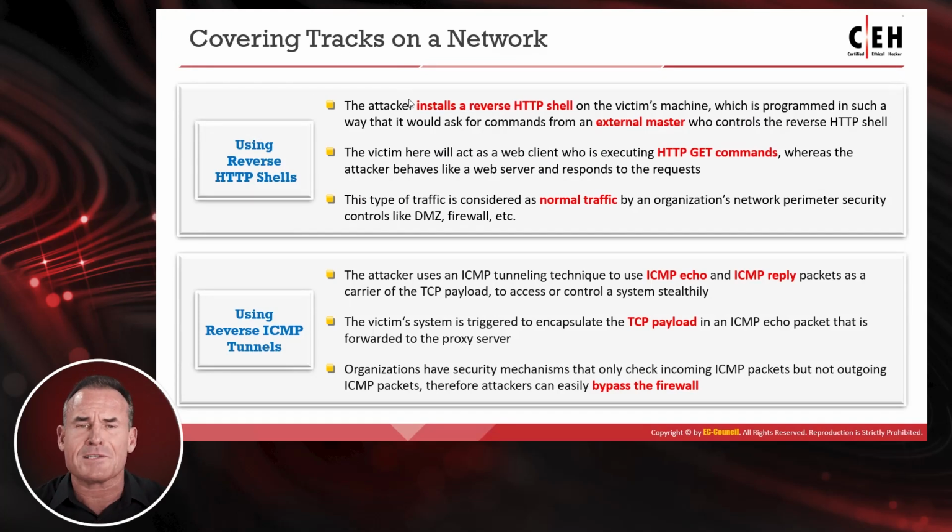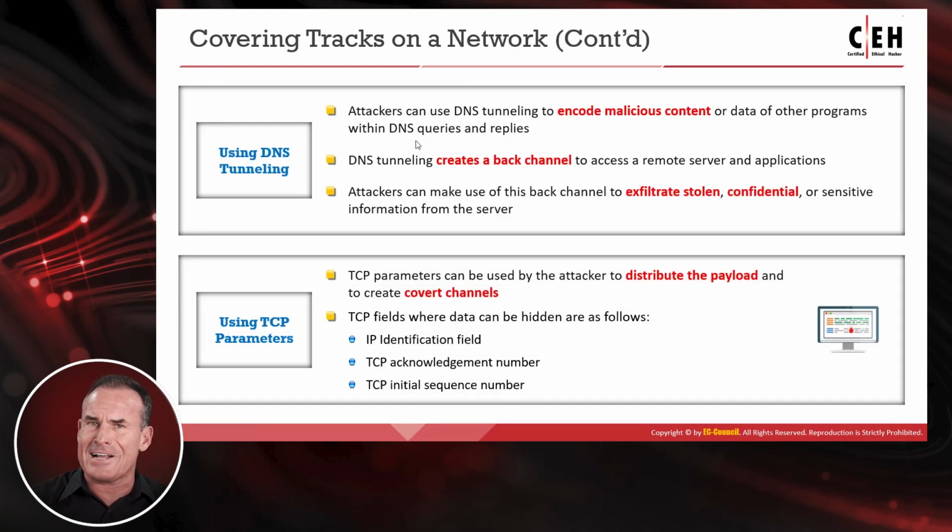All right, covering tracks on the network, we're going to address covert channels in our malware threats discussion, but the idea here is to obscure your communications across the network if you're remotely interacting with a compromised host. Reverse HTTP shells, ICMP tunnels, these are great ways to get a connection back out of the network, but I'm going to diagram it, whiteboard it, talk about it in our Trojan discussion tomorrow. DNS tunneling, TCP parameters are both options as well.